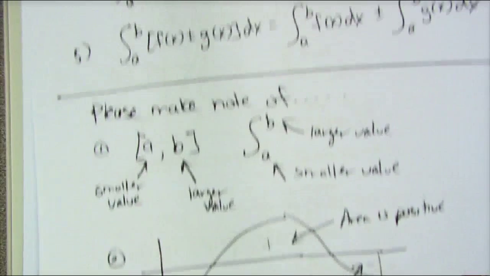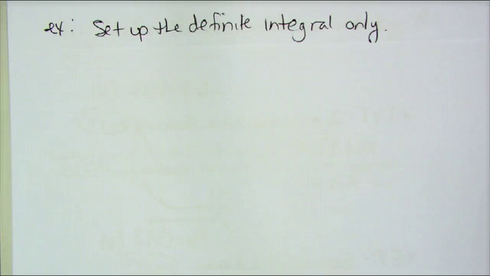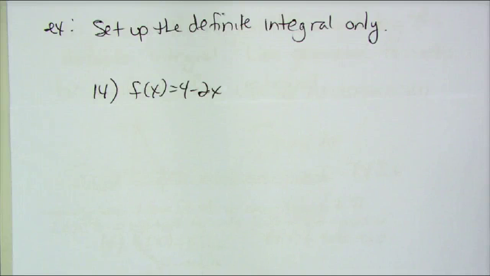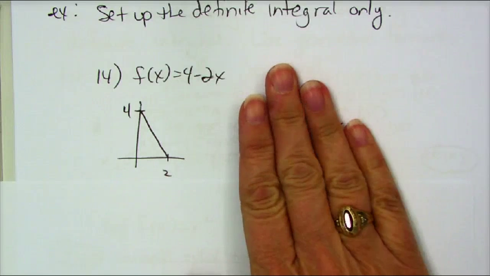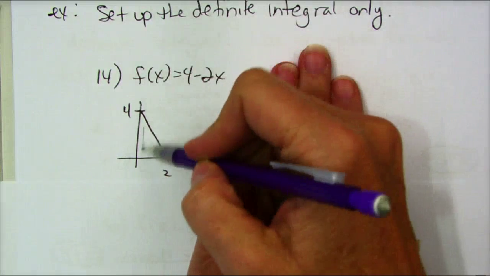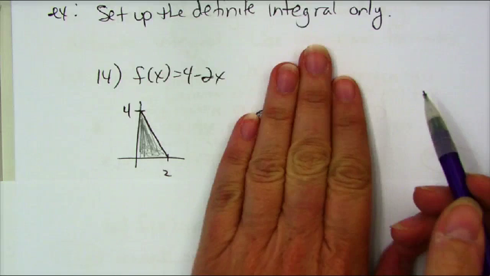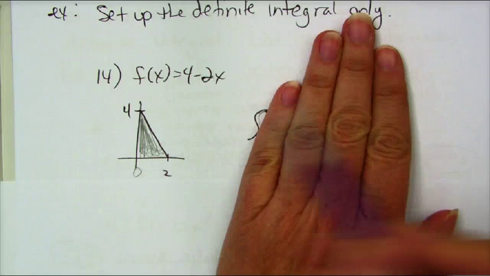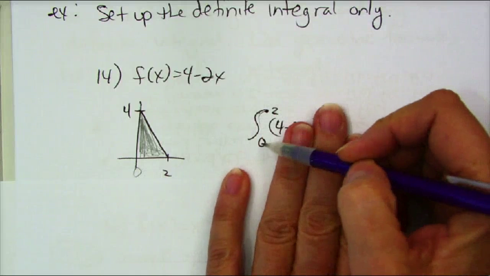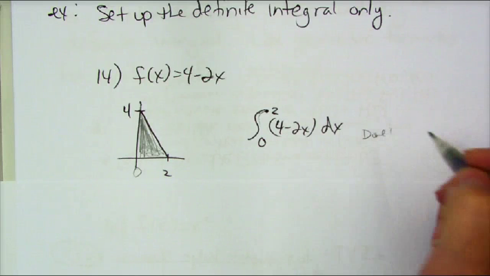So now let's just do a whole bunch of problems. Here are the directions: set up the definite integral only. They're going to give you a function. This is actually number 14, but let's not look at that because I already did it. They gave you the picture, and then they show you the shading. This is the area, and they want you to set up the definite integral. So an integral is the area, and it goes from what? From 0 to 2. So 2 is the upper bound, 0 is the lower bound, and then you write the function here times dx. Done.